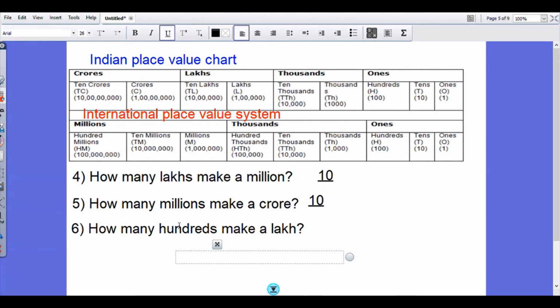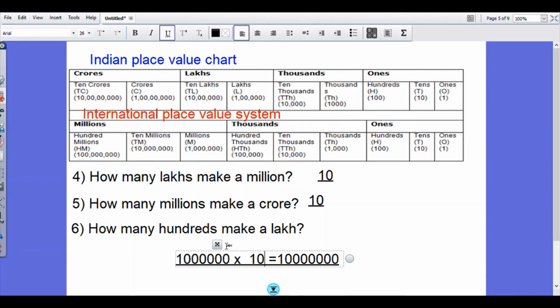First, how many zeros are there in million? 6: 1, 2, 3, 4, 5, 6. Now which number do you multiply million by to get crore? In crore, 1, 2, 3, 4, 5, 6, 7. Here is 6 and here is 7, so you have to multiply by 10. So the answer is 10. So 1 crore is equal to 10 million, and 10 million make a crore.